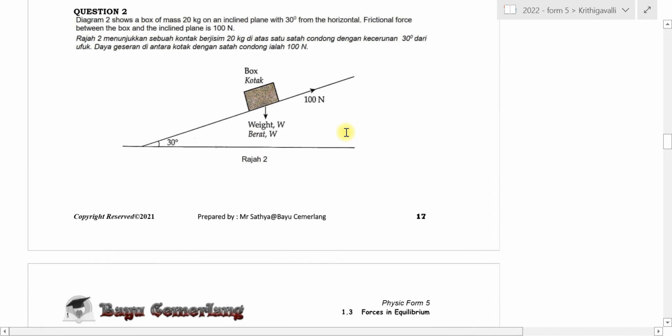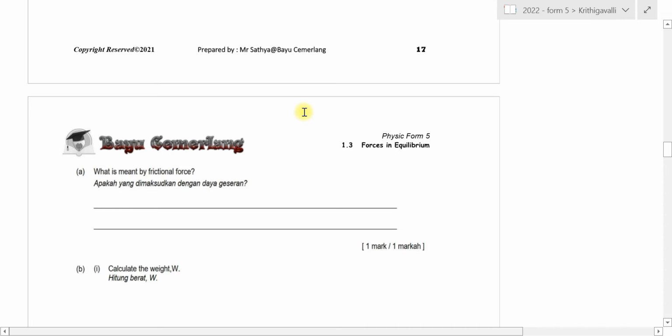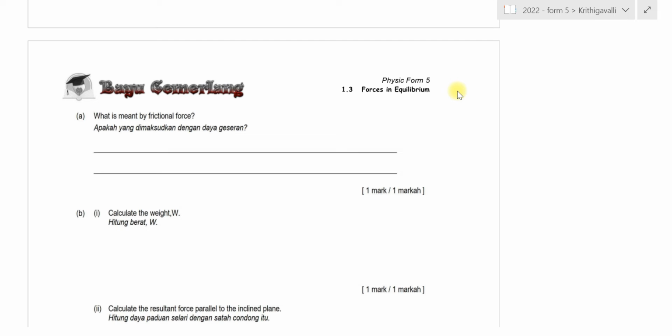All right, next is question 2. Question 2 is an inclined plane question. It shows a box of 20 kg on an inclined plane at 30 degrees from the horizontal. Frictional force between the box and the inclined plane is 100 Newton. So they label 100 Newton here, that means this is the frictional force. So the box should have motion in this way. But do they tell us it is in equilibrium? No, they just ask us what is meant by frictional force. So just recall your Form 2 part.